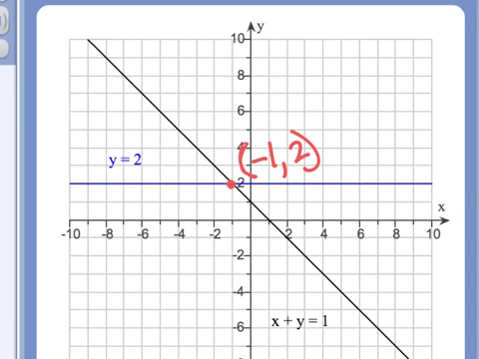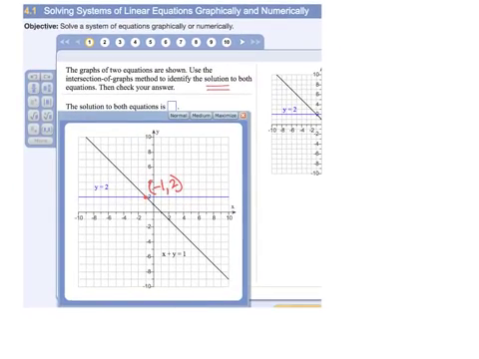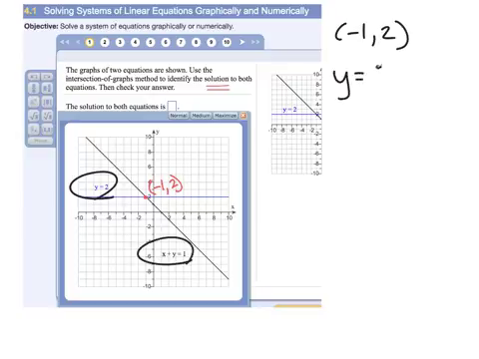Now, how do we know that that's the solution? Another way we could do it is to plug in. We've got that point, and we say that the solution is -1, 2. And what we're going to do is take the two lines, y equals 2, and the other line, which is x plus y equals 1. We need to make sure that this ordered pair works for both lines. Well, start with -1, 2 for this one.